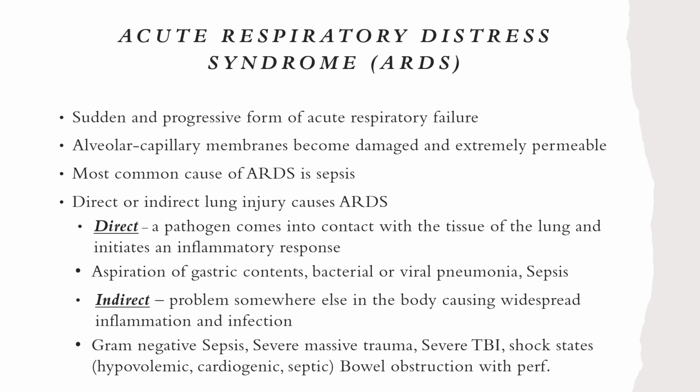So there are two types of lung injury involving or causing ARDS: direct or indirect injury, okay? Direct is just like it states, it comes in contact with the lung itself. So it's some pathogen that comes into contact with the tissue of the lung, and it initiates that inflammatory response. A great example of that is aspirated gastric contents or even aspirated feedings. That pathogen comes in contact with the lung, and that will create an inflammatory response and further an infection. And that's directly in contact with the tissue.